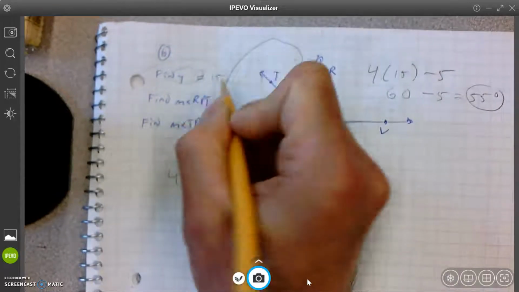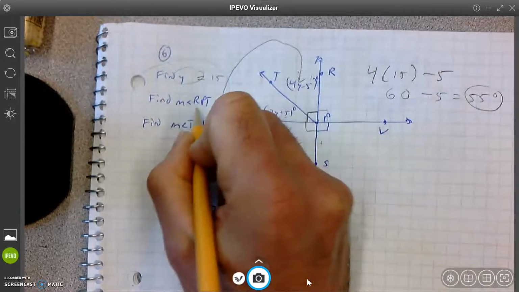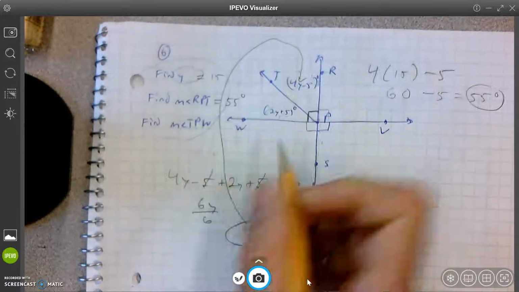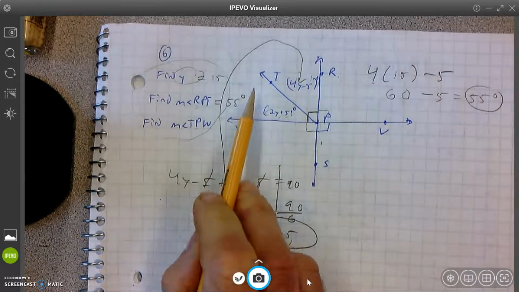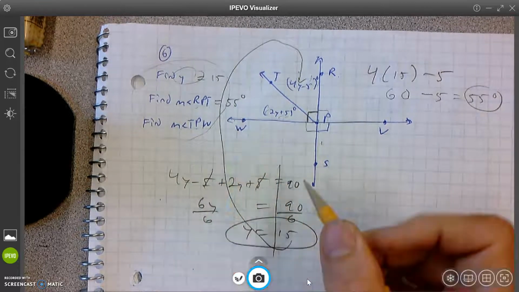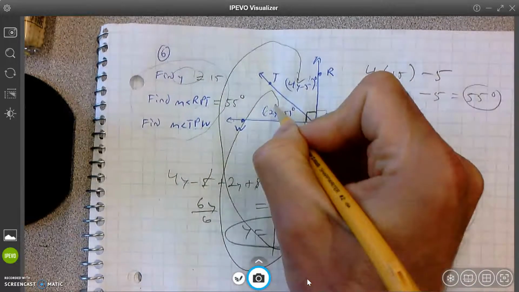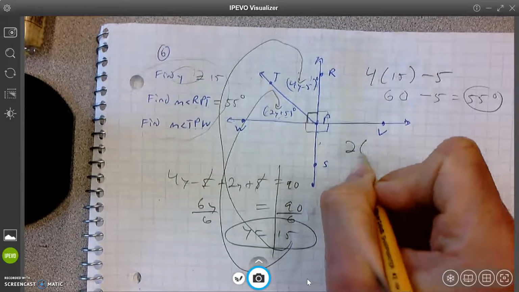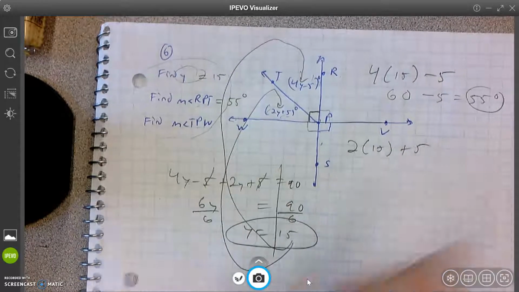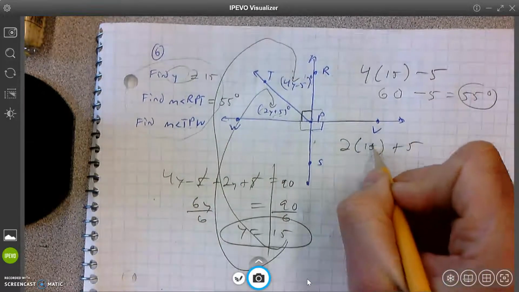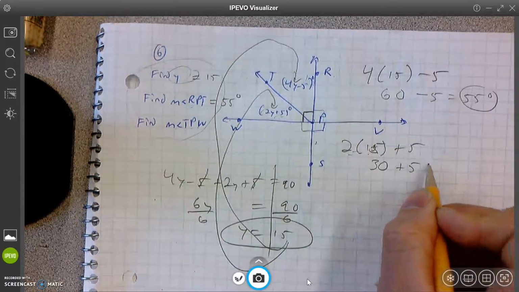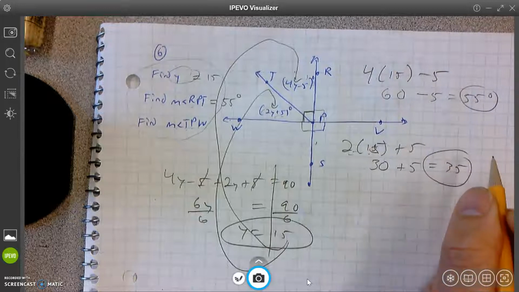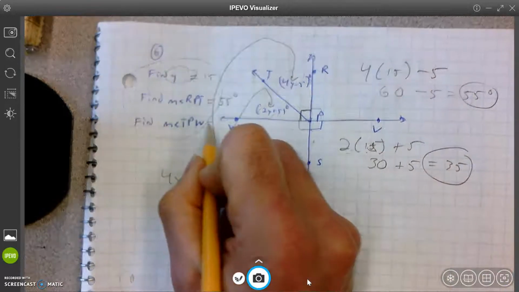So y is 15 here. Measure of angle RPT is 55 degrees. Last thing, measure of angle TPW. So I plug in y back in this one. 2 times 15 plus 5. 2 times 15 is 30. Plus 5 is 35. Bam. So this is 35 degrees.